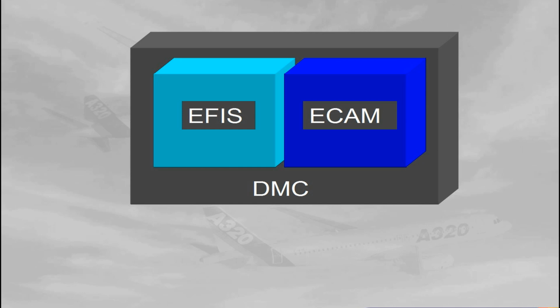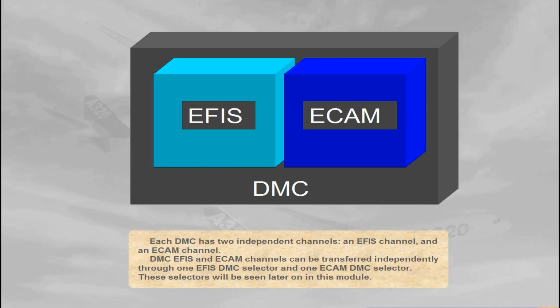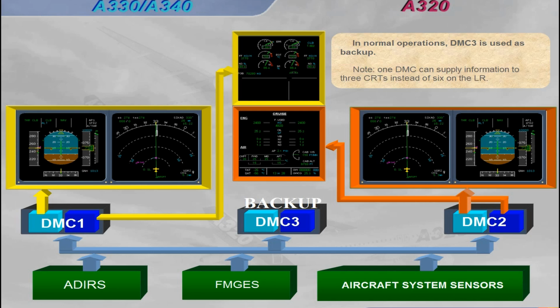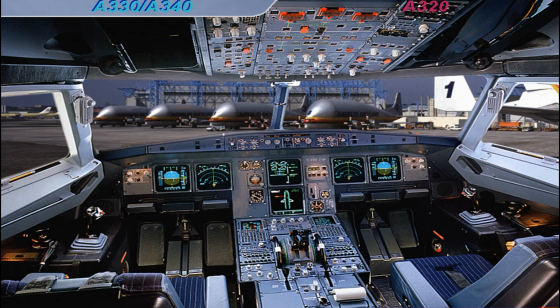DMC EFIS and ECAM channels can be transferred independently through one EFIS DMC selector and one ECAM DMC selector. These selectors will be seen later on in this module. In normal operations, DMC3 is used as backup. Note, one DMC can supply information to 3 CRTs instead of 6 on the long range. Let's continue this module by presenting the EFIS controls.